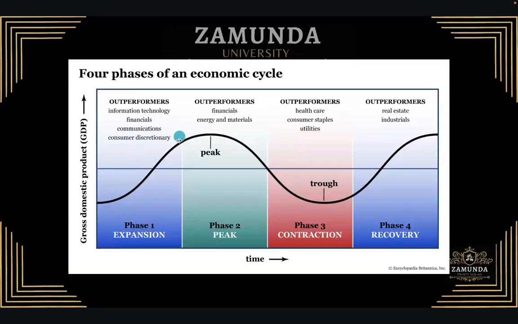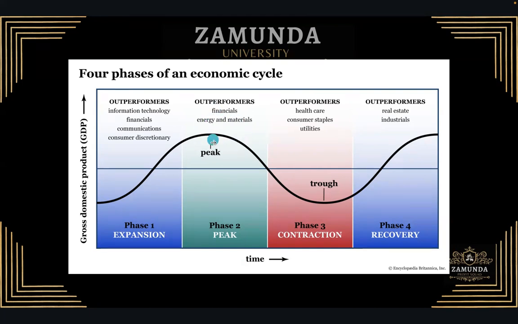So here is another diagram of the economy, the cycle. In phase one, in expansion, the outperformers are typically technology, financials, communications, and consumer discretionary. And as we move up, we have less fear. As we move up, the economy is doing better. People are spending more money. They're traveling more. They're building more. So energy and materials tend to benefit during this time.